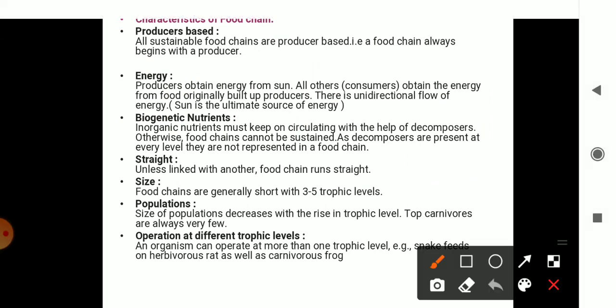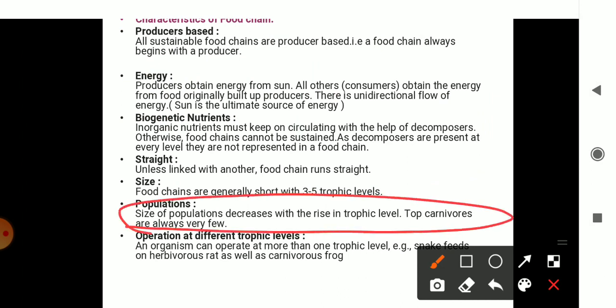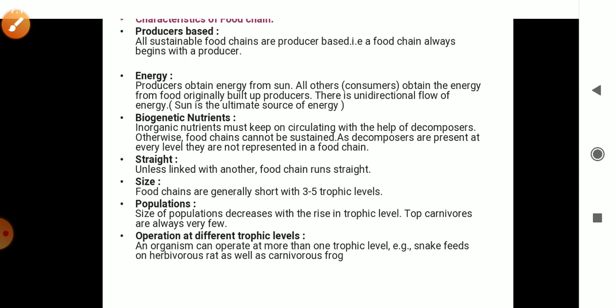Then another important thing that you find in the food chain is, as you move to the higher levels, you find that the population goes on decreasing. Means the producers are maximum, and top carnivores, the ones which occupy the topmost level, are always few in number. Okay, so these are the important features of the food chain.